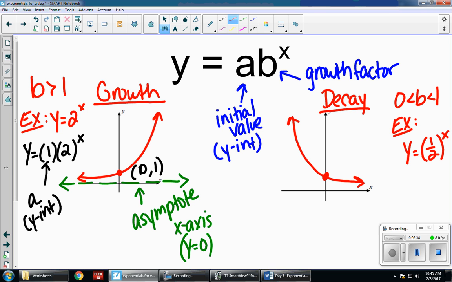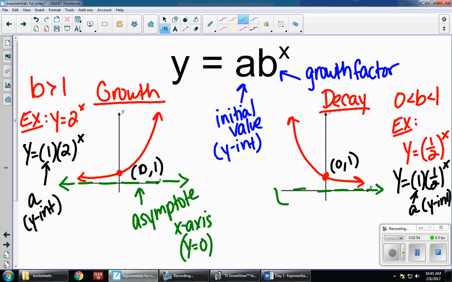My y-intercept is still the point 0, 1, because once again, I can always write this as 1 times 1/2 to the x. So there's my a or my y-intercept. Once again, I still have an asymptote on the x-axis. Don't mind my smartboard over here. So my asymptote is still in the same location. This is our decreasing function or our exponential decay.